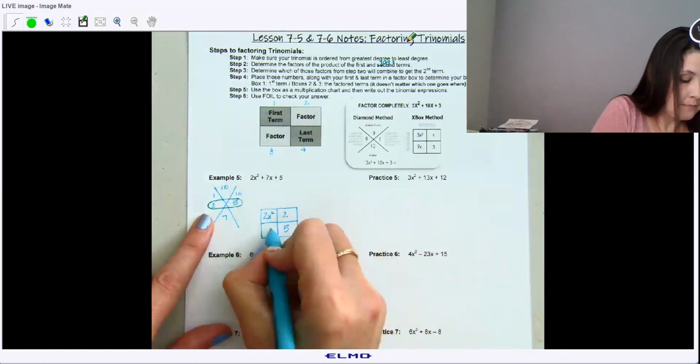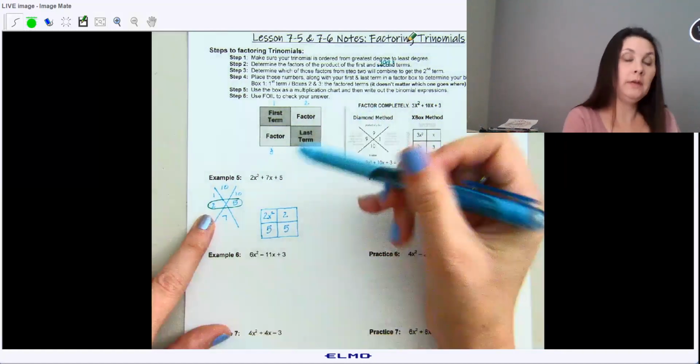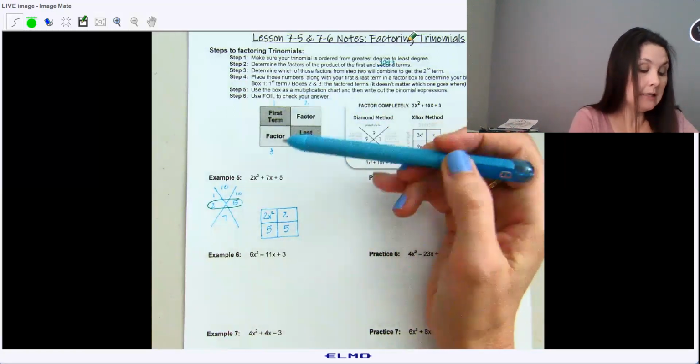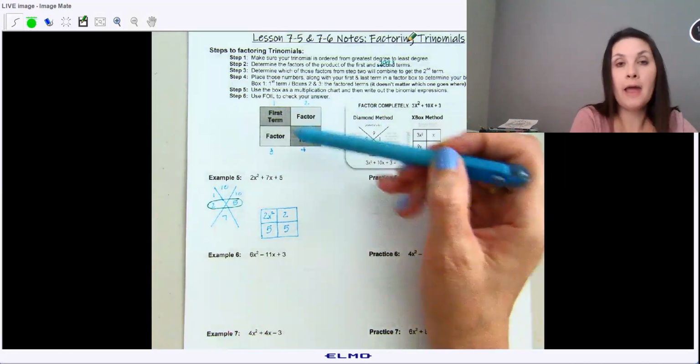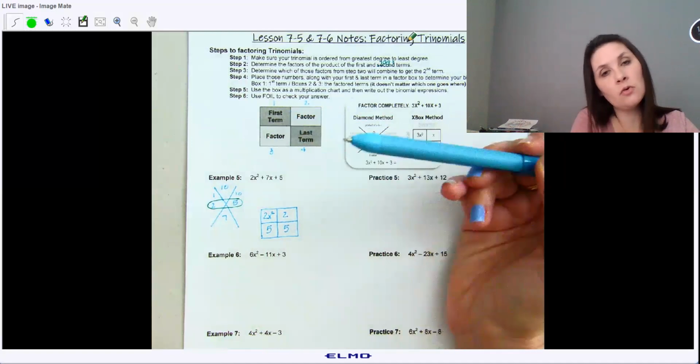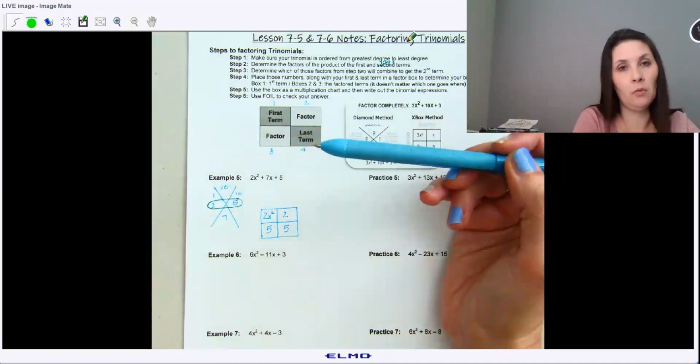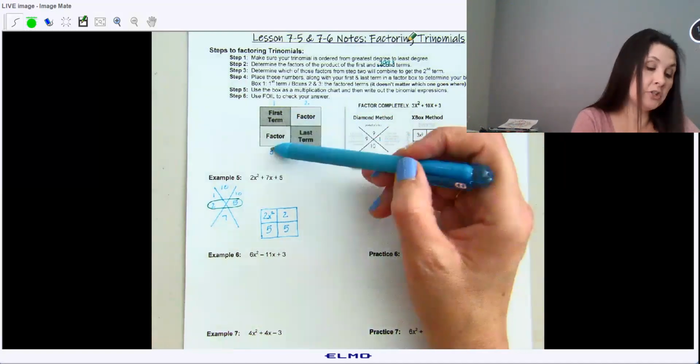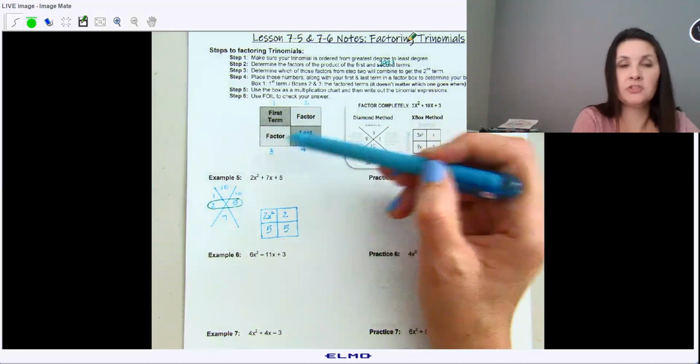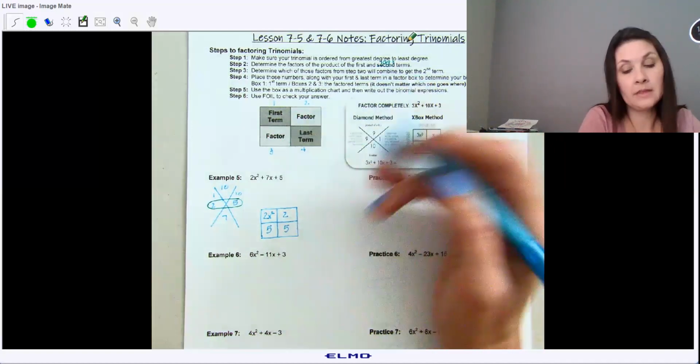One thing that you need to know is that the first term and the last term have to go in these 2 boxes. If they don't go into those 2 boxes, you're going to end up with something wrong. But it does not matter which box the factors go in, whether it's the second or third box.